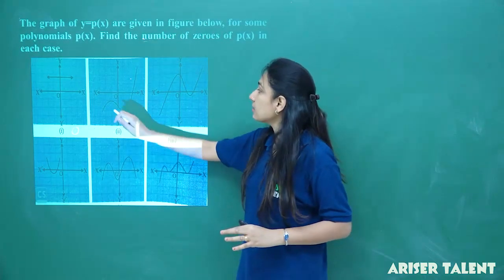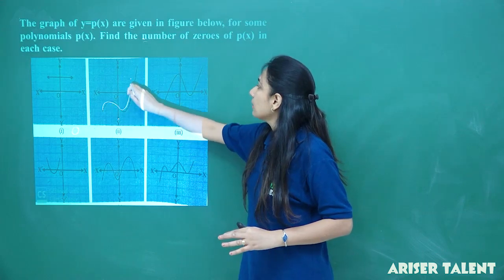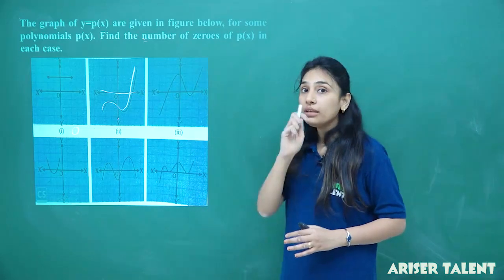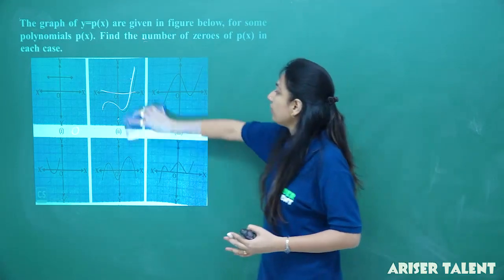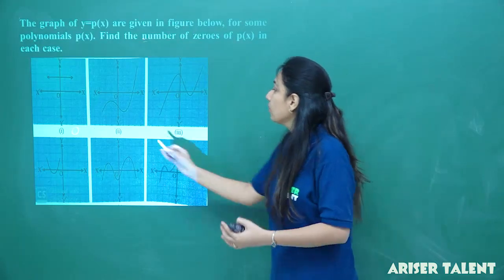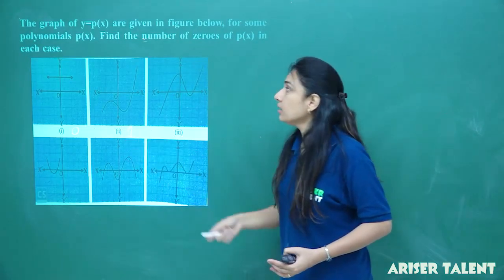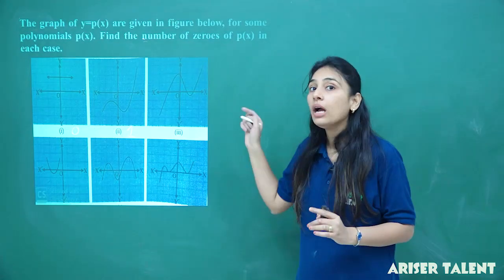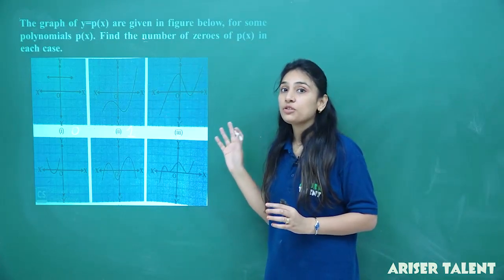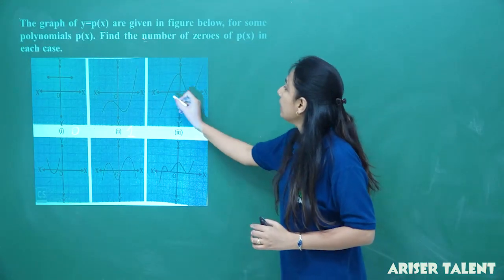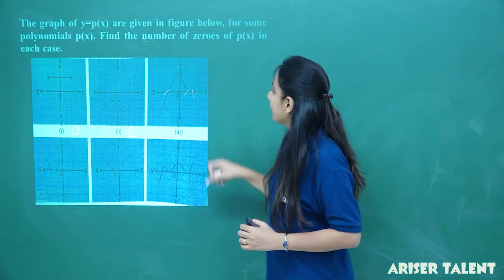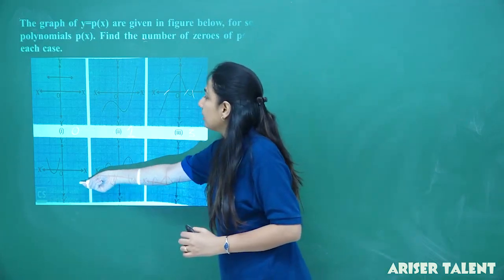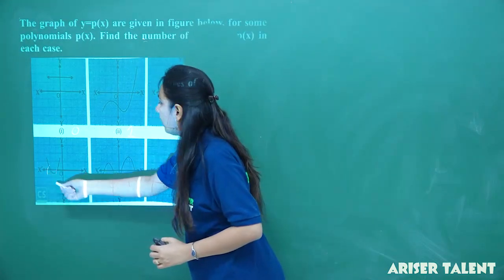Okay. In this, look at this line. This line is cutting this line at only one point. So we will have only 1 zero of polynomial. There will be only one value at which this particular expression will become 0. Now, in the third, it is cutting at 1, 2 and 3 points. So it will have 3 zeros of polynomial. In the next one, it has 1 and 2 points.